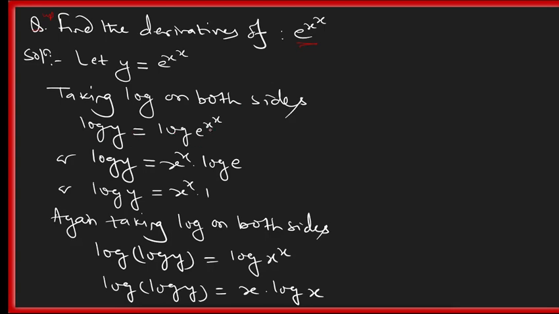Log y equals log e^(x^x), and this power goes in as the coefficient: x^x times log e. Log e is 1, because here we have taken log with base e, that's why log base e of e is 1. That's why log y equals x^x. Again taking log on both sides, log y equals log x^x, and log y equals x times log x.